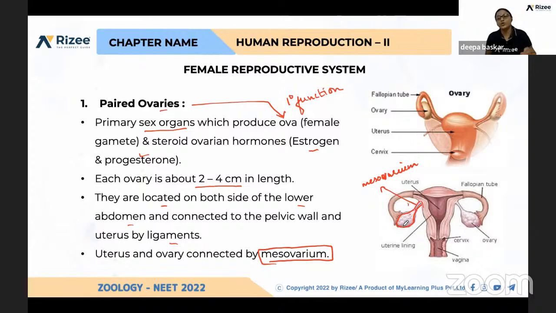Ovaries are the primary sex organs in female, and the functions of the ovary are to produce ova and ovarian hormones. So what are the major ovarian hormones produced by the ovary?